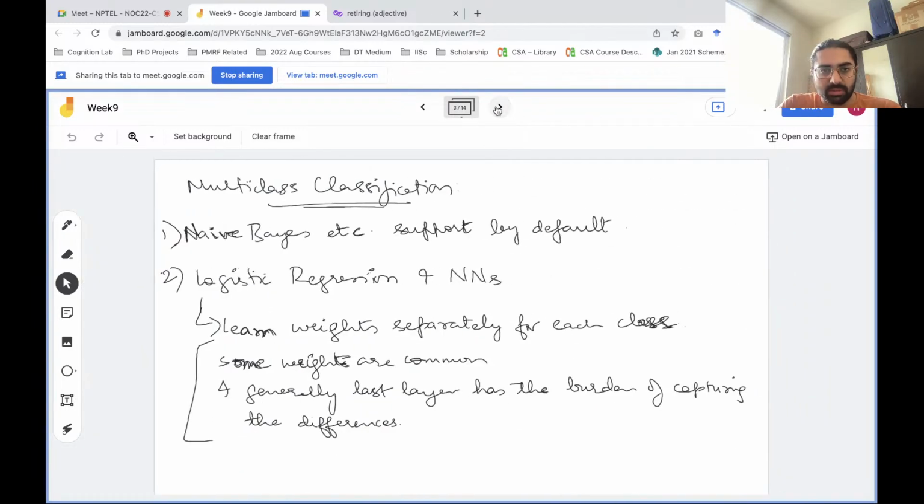To kick off the discussion, we know that for multi-class classification, naive Bayes supports it by default, because the formulation naive Bayes has in itself has this idea of looking at a per-class approach, whereas in logistic regression and neural networks, we learn the weights separately for each class, and then apply some sort of method in the last layer to differentiate between the multiple classes.